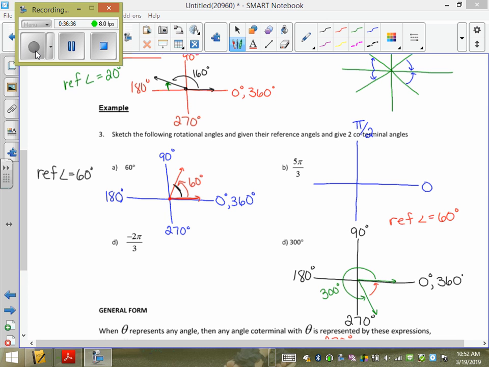Then this one is going to be 180 divided by 180, and add a pi. What's 180 divided by 180? 1. So it's just pi here. Then this one is going to be 270 divided by 180. What's 270 divided by 180 as a reduced fraction? 3 pi over 2.